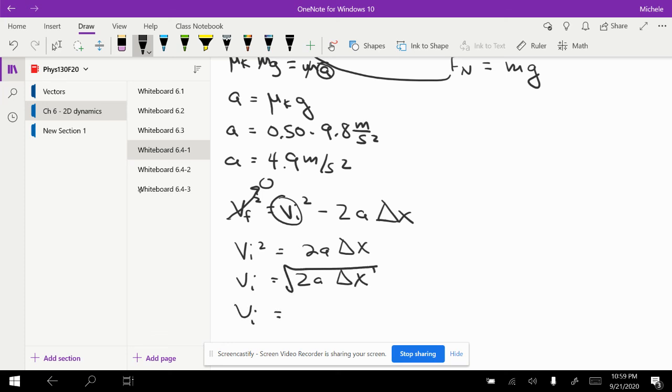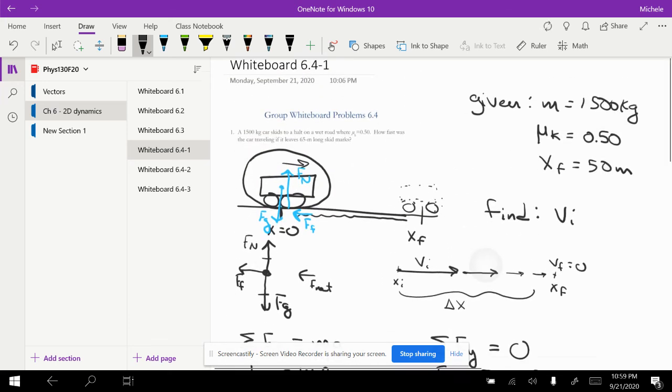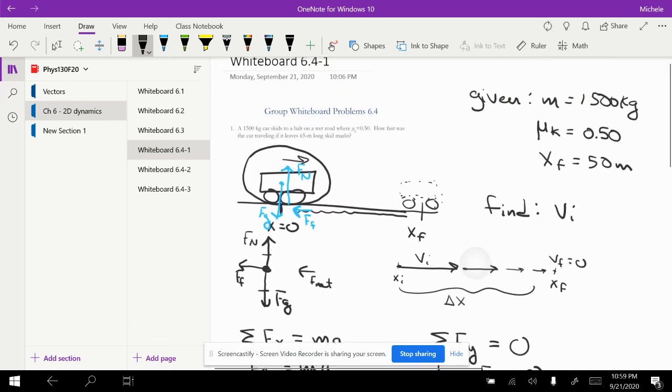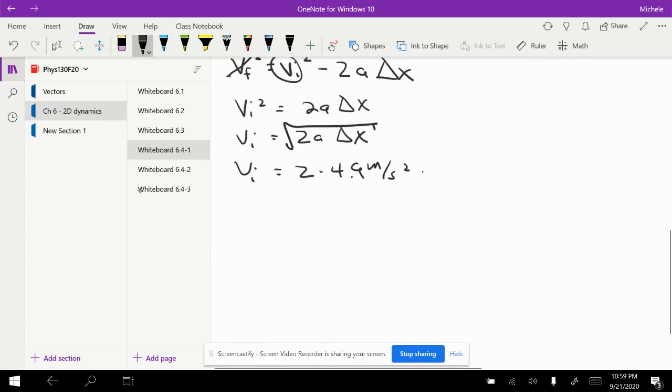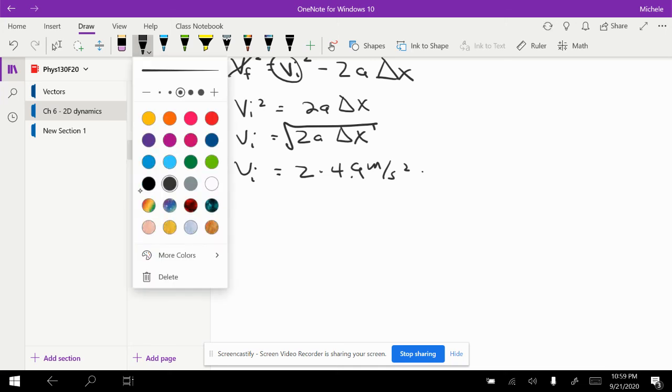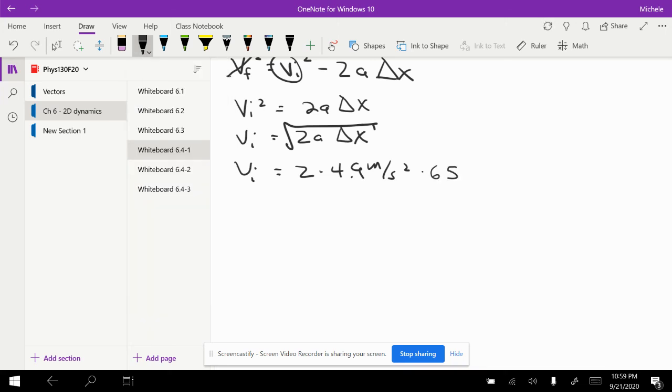Plugging in my numbers, I get 2 times 4.9 meters per second squared times, I think it was 50? No, it was 65 actually. So 65, I wrote that down wrong. So let's fix that. 65 meters. Take the square root, and when I plug that in, I get 25.2 meters per second.